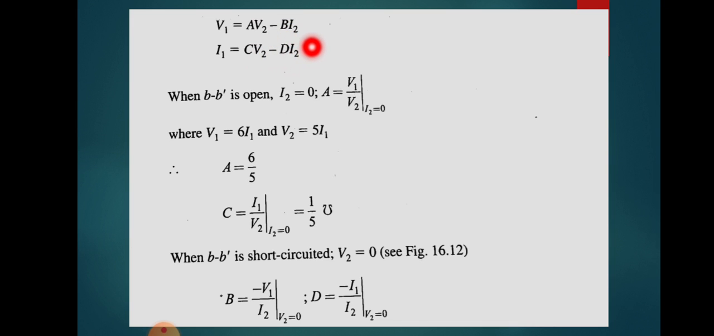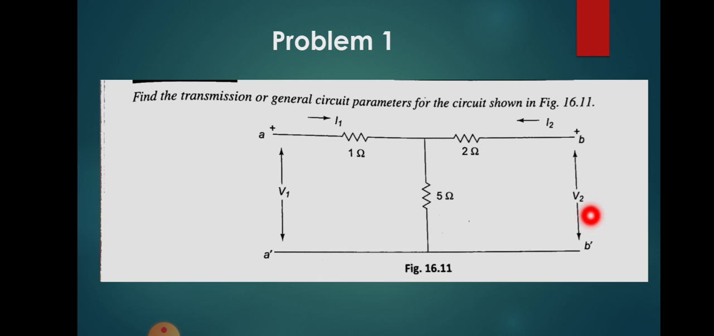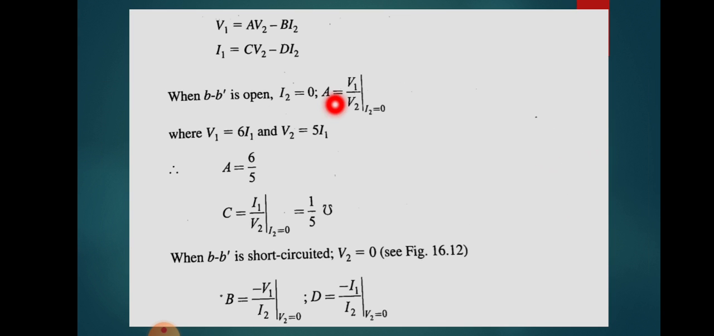For that, first we are taking the condition that B B dash is open circuited. That means I2 will become 0. Here this is B B dash. When we are open circuiting these terminals, I2 will become 0. So what will happen to this equation? A will be equal to V1 by V2 and C will be equal to I1 by V2, right? That is written here. And here we want to find out the A value, so either we have to find out V1 or V2, and we have to cancel the common terms.